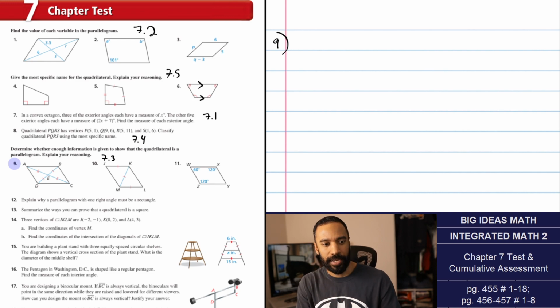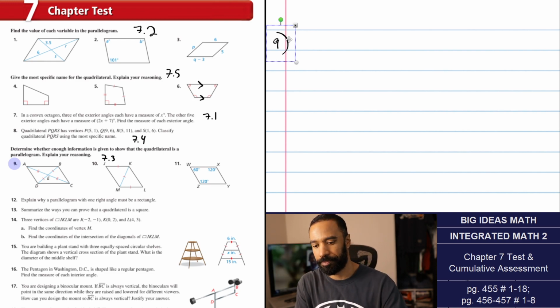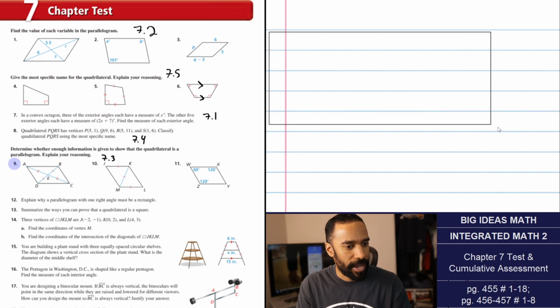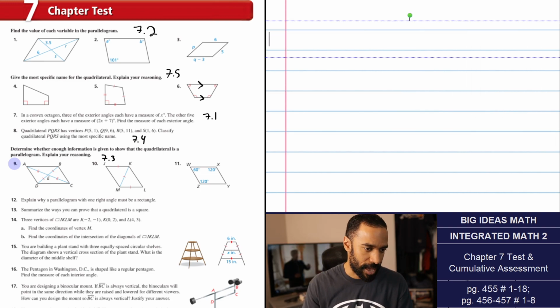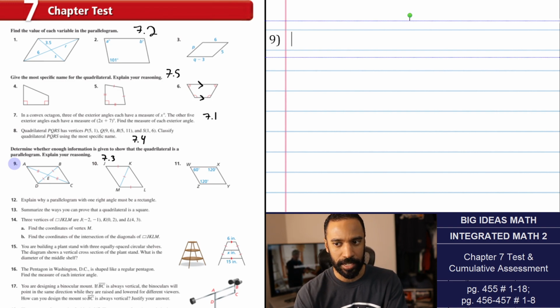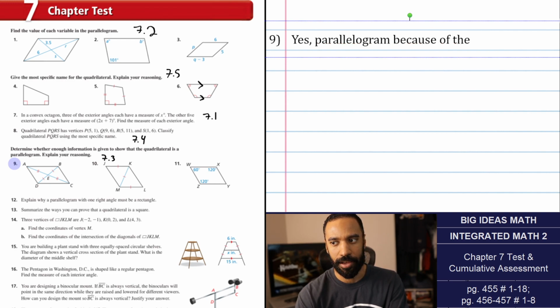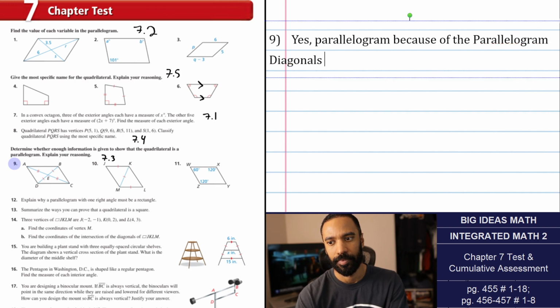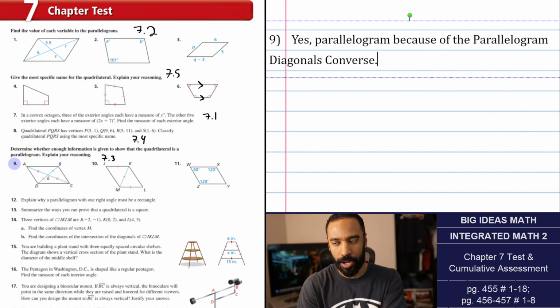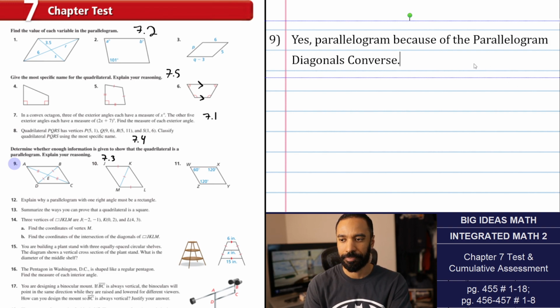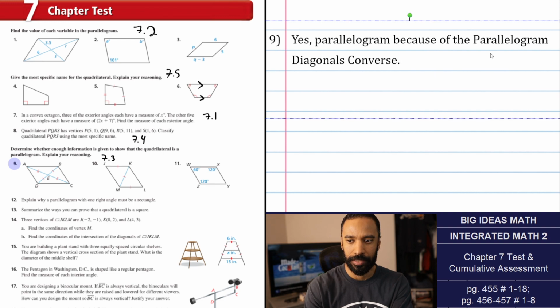So on number 9, and I think this is more of a typed out kind of thing, so let me get the typing ready. On number 9, I have diagonals bisecting each other. That is indicative of a parallelogram indeed. Yes, parallelogram, because of the parallelogram diagonals converse. If the diagonals bisect each other in a quadrilateral, then that quadrilateral is a parallelogram. That's a reason. That reason is enough.